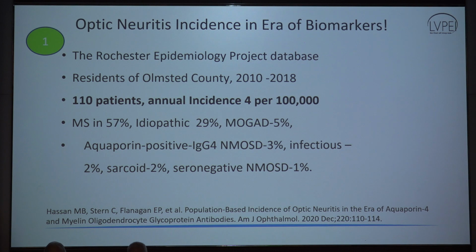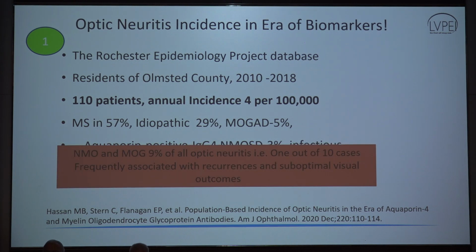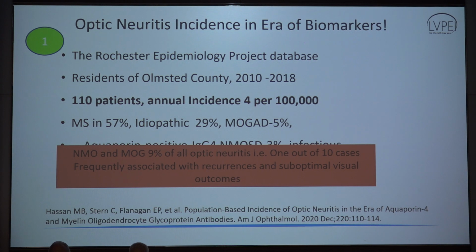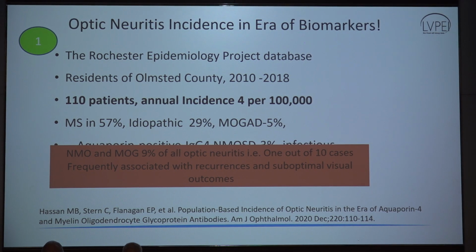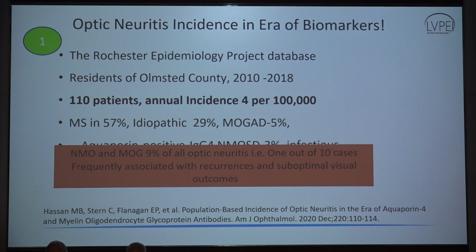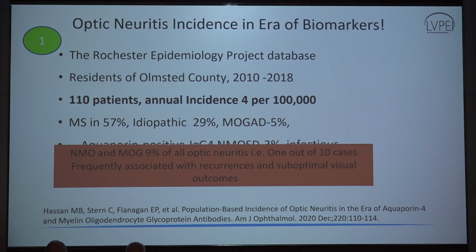Majority of the patients had multiple sclerosis as the final etiology, but about one-third was idiopathic, and fortunately NMO and MOG accounted for only 9% of all cases, but it is still not less, 1 out of 10 cases, because they can be associated with recurrences and suboptimal visual outcomes.